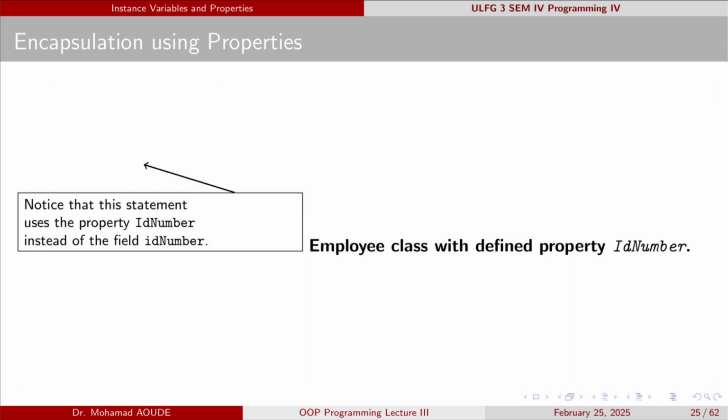Important reminder: whenever you use the property ID number, you're actually using the public property, not accessing the private field ID number directly. This indirect access is what makes encapsulation so effective. Control access, validate if necessary, maintain object integrity. Never expose fields directly if you want robust and secure code.